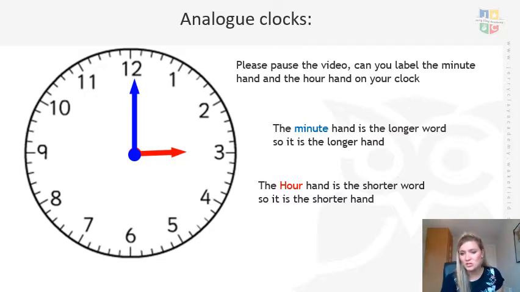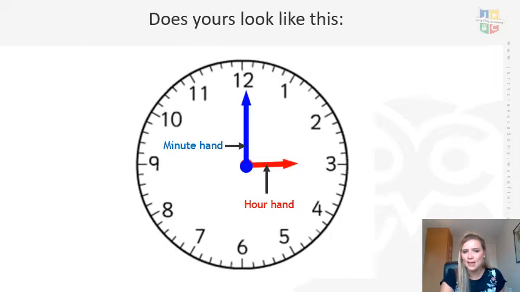Okay, once you have done that and you come back to me, then we can have a look. Have you labelled your hands like this on your clock? Have you labelled the blue arrow as the minute hand, because this is the longer word, which means it's the longer hand, and the hour hand as the red arrow, as this is the shorter hand, and hour is a shorter word.